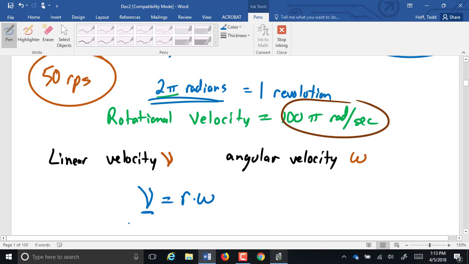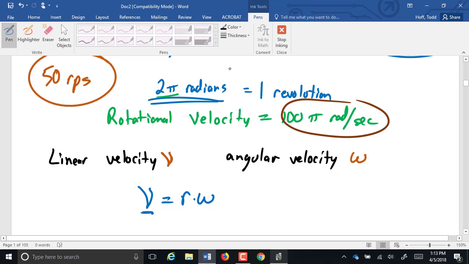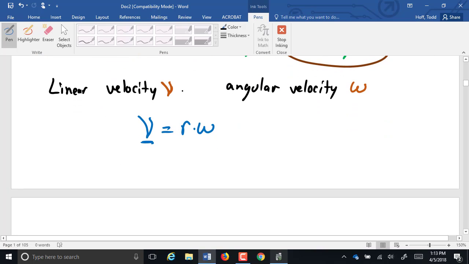This here, that's just a v. It's a script v is all it is. But it's linear. Technically, it's an omega, not a W.